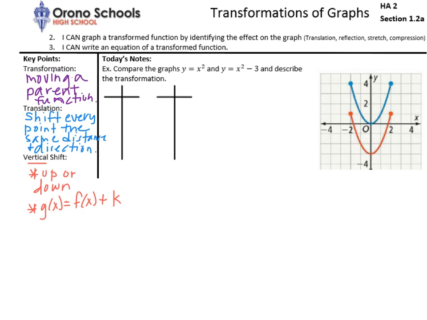Lesson 1.2 is split up into 3 different sections. In the first section, we'll look at different types of transformations. The definition of a transformation is just the moving of a parent function.